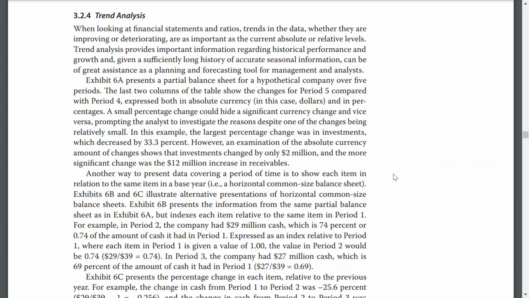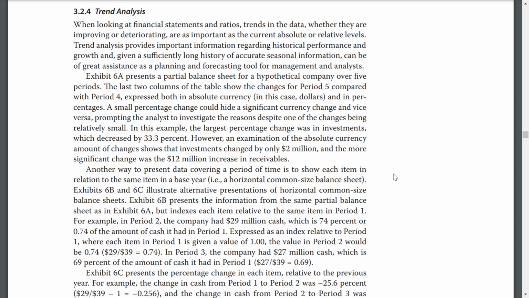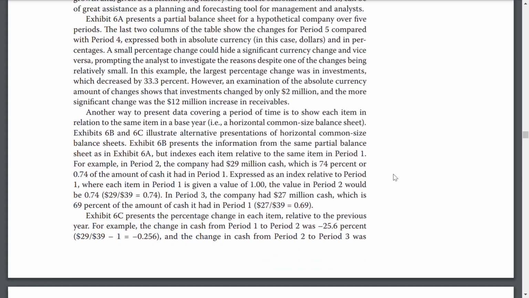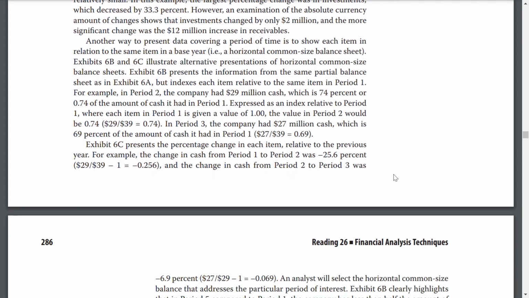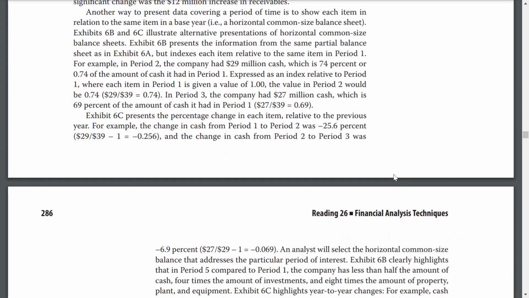In this example, the largest percentage change was in investments, which decreased by 33.3%. However, an examination of the absolute currency amount of changes shows the investments changed by only 2 million, and the more significant change was a 12 million increase in receivables. Another way to present data covering a period of time is to show each item in relation to the same item in a base year.